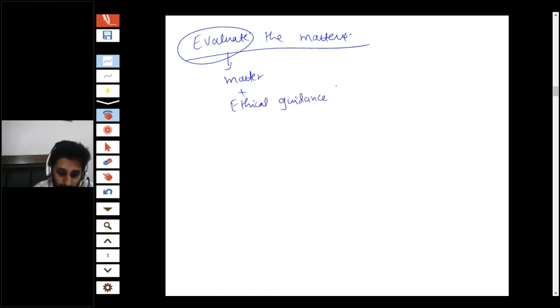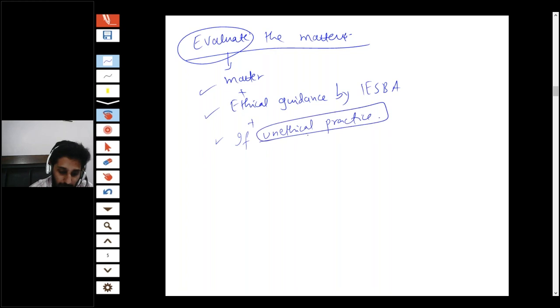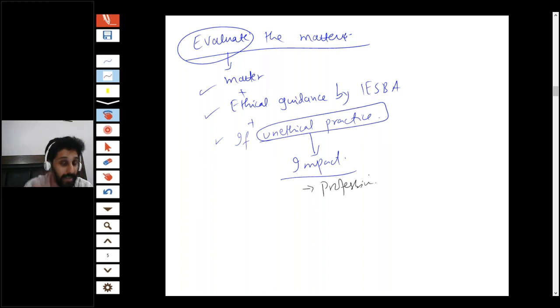You should write the ethical guidance by IESBA or ACCA Code of Ethics, and you should write the word "if unethical practice." If unethical practice, then what would be the impact? And the impact would be on the profession, because you should not give chance to the public to comment something negative on your profession.